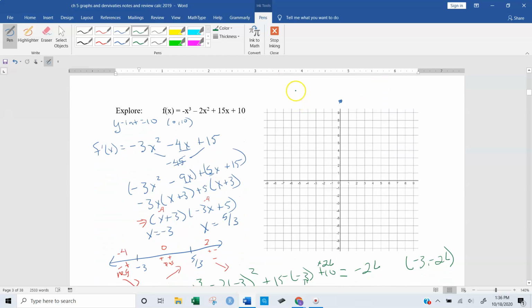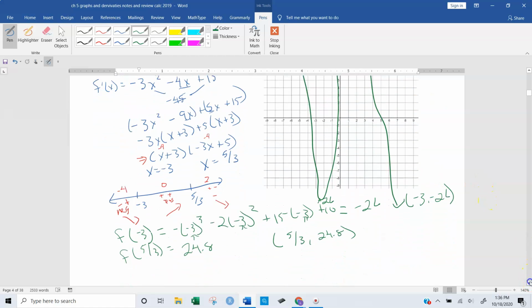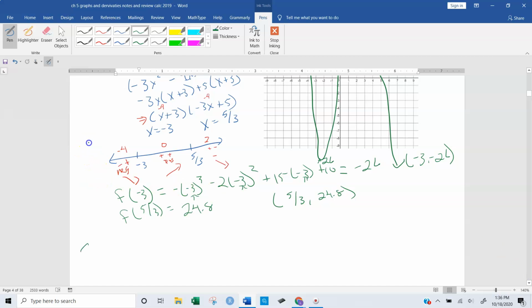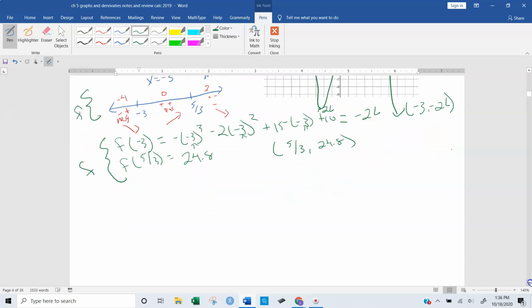Okay, so we know it starts off decreasing, then it turns around and increases. It goes through our y-intercept, it goes back through our other turning point, and there's our graph, which is not even close to on here, but we are good. So you found your increasing and decreasing sections by plugging into f prime, and then you find your actual points by plugging into the original function. Okay, let's move on.